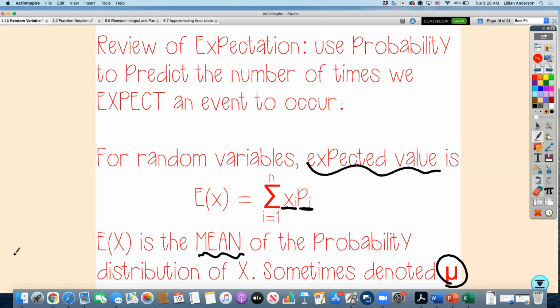So if you're asked to find the mean of a probability distribution, they're asking you to take all the X values, multiply them by their probabilities, and add them up together. If they ask you for the expected value, or capital E of capital X, again, you take the X value, take its probability, multiply them together, then add all of them up together. That's how you get your expected value.